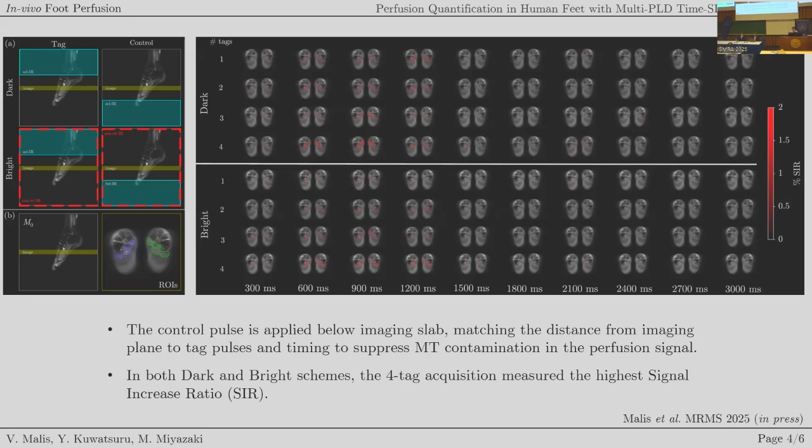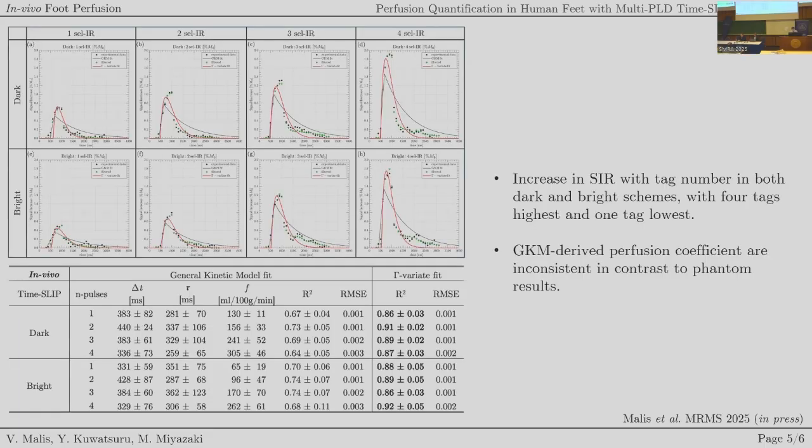The number of tags in the tag image was the same as the number of tags in the control. In both dark and bright schemes, 4 tags surprisingly showed higher signal compared to 3, 2, and 1. These are the signal increase ratio plots for the dark on the top row and for the bright at the bottom. An increase in signal increase ratio with tag number in both dark and bright schemes was observed, with 4 tags yielding the highest and the single tag the lowest signal. As a result, from the general kinetic model, the perfusion coefficients that we got were inconsistent, and that was different from the phantom results.